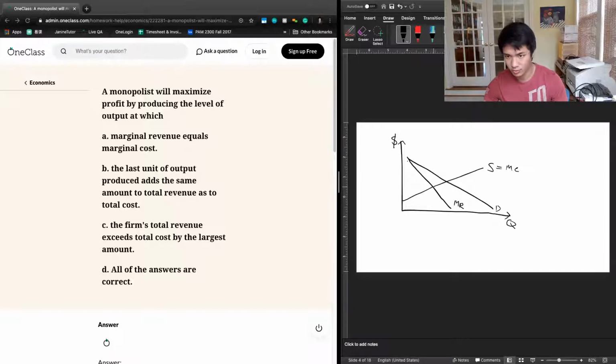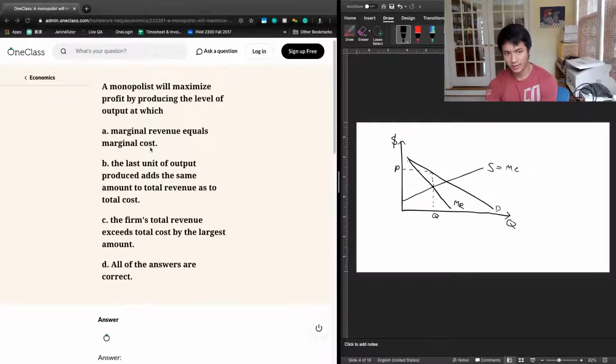So the profit maximizing rule, even for monopolists, is that you produce where marginal revenue equals marginal cost, and that's right here. And the difference is that because you have two different curves, the marginal revenue curve and the demand curve, the price that you charge is going to be the price on the demand curve, even though your output is decided by the marginal revenue equals marginal cost point. So your price is going to be here, quantity is going to be here, and this point was decided by where marginal revenue is equal to marginal cost.